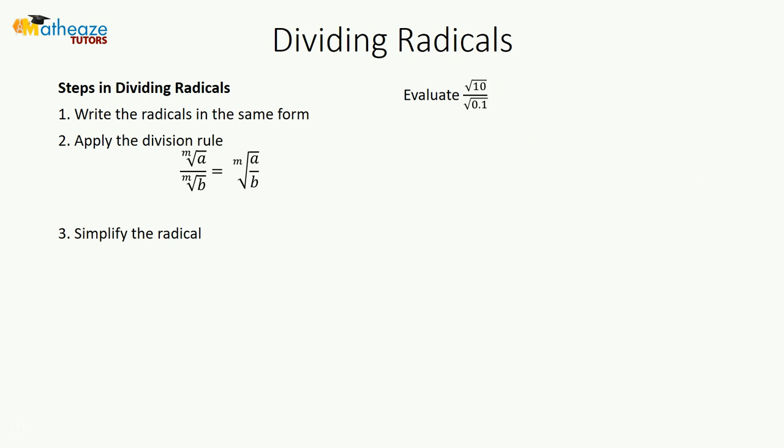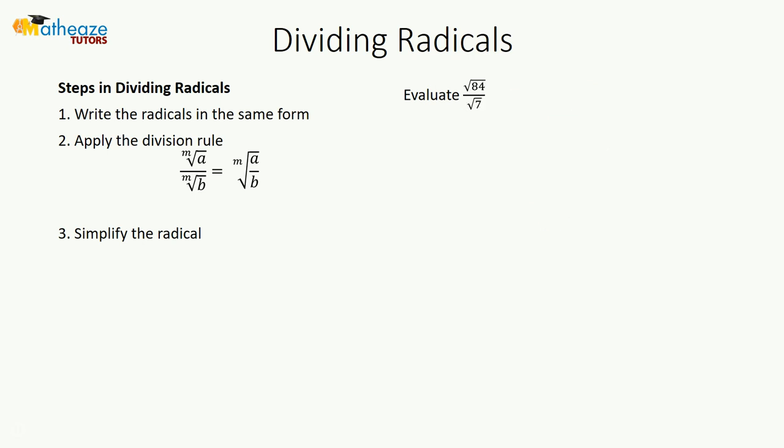Now, in this case, we have the square root of 10 divided by 0.1, which is the same as 10 times 10 divided by 0.1 times 10. So this is going to give us the square root of 100, which is equal to 10.